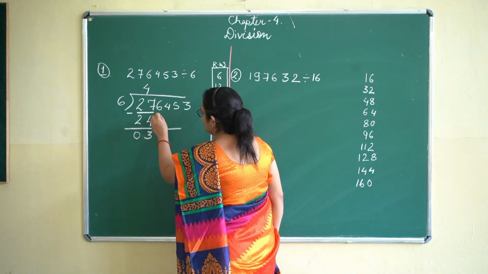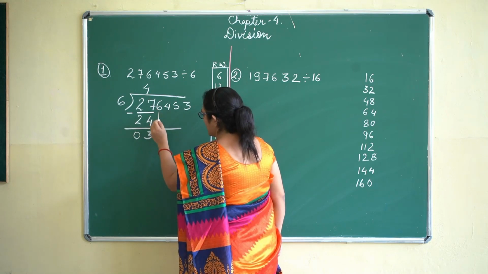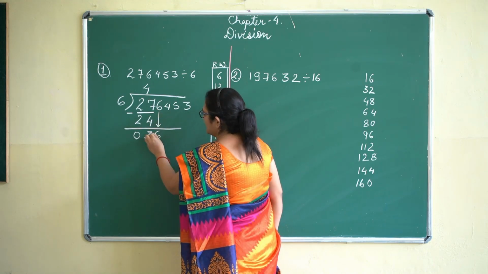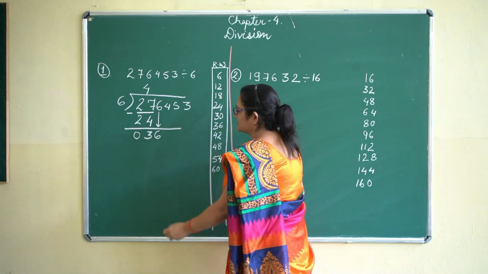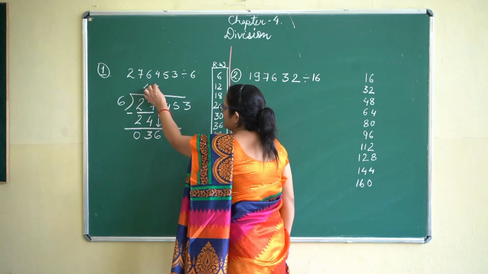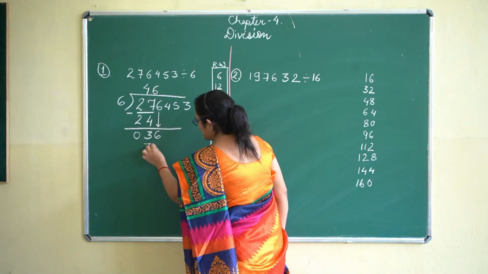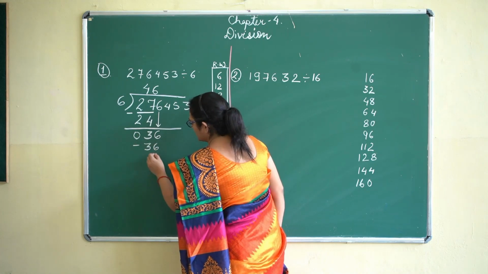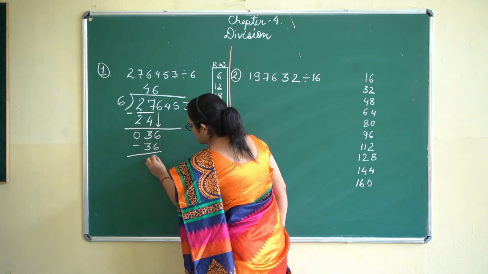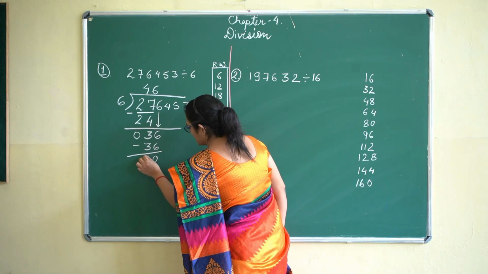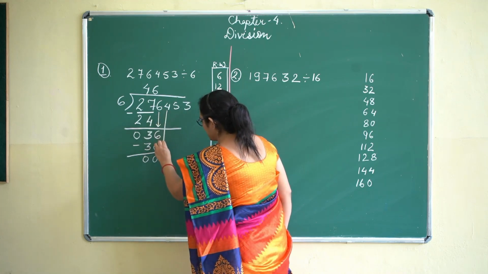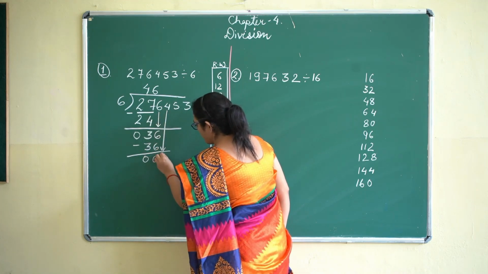Now what will we do? We will bring the next number down, that is 6. In the table of 6, when does 36 come? 6 sixes are 36. Now we will subtract. 6 minus 6 is 0. 3 minus 3 is 0. We will bring the next number down, that is 4.